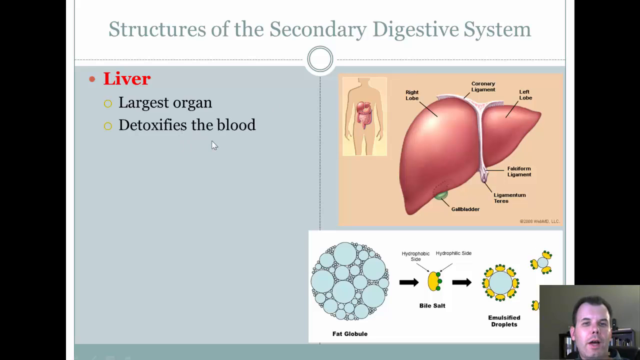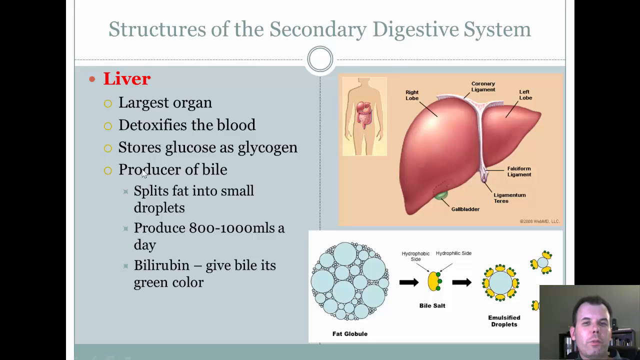Now, it detoxifies the blood. It stores glucose as glycogen. However, the most important thing for digestion with the liver is that it's the producer of bile. It helps split the fat into small droplets. It produces 800 to 1,000 mils of bile a day. And the other thing that is produced is bilirubin, and bilirubin gives the bile its green color.